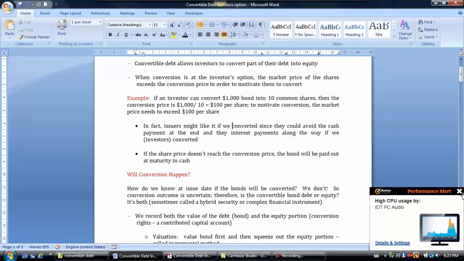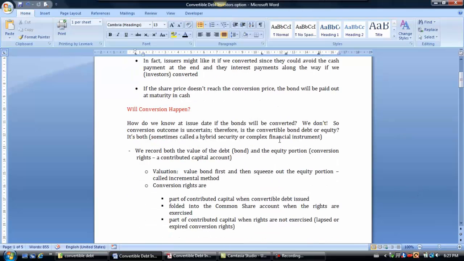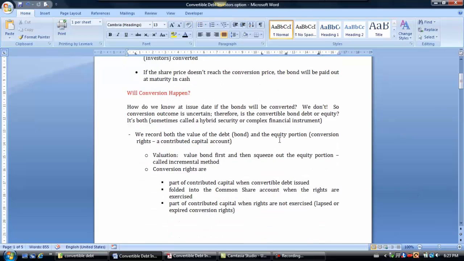So now, will conversion in fact happen? How do we know at the issue date if the bond will be converted? Well, the fact is we don't know, because we don't know what's going to happen to the market price of the shares. So the outcome of a conversion, whether you'll convert or not, is really not certain. So do we consider the bond to be purely debt, or equity, or both? And in fact, we consider it to be both.